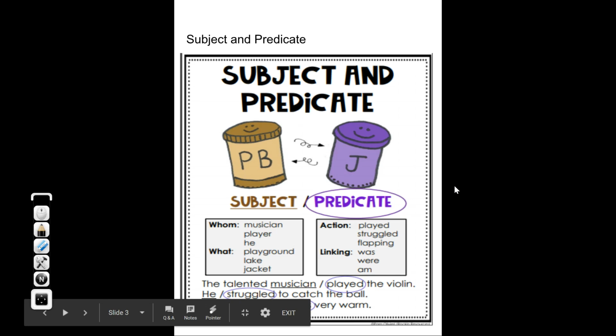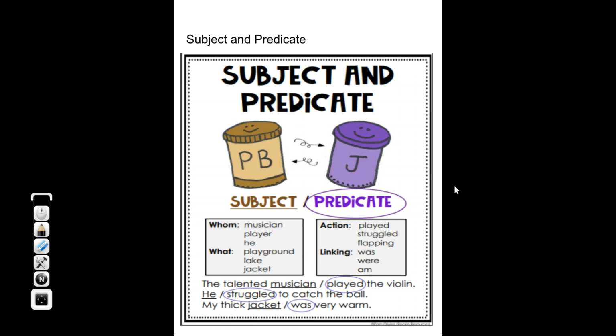So here we have some examples of subject and predicate. Okay, if you look here, we have a box, which is the whom or what. So they gave some examples of, a musician, a player, he. Our pronouns can also be the subject. You can also have the playground or the lake or the jacket. And then over here, we have some predicates: played, struggled, flapping, was, were, am. So there can be linking things as well.